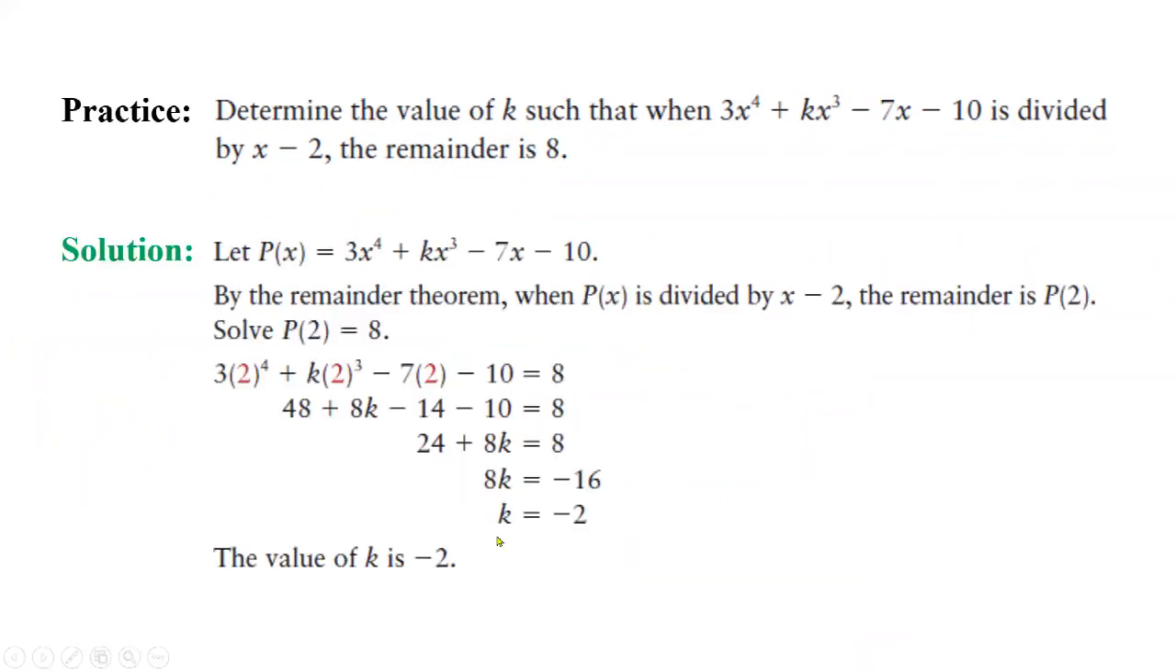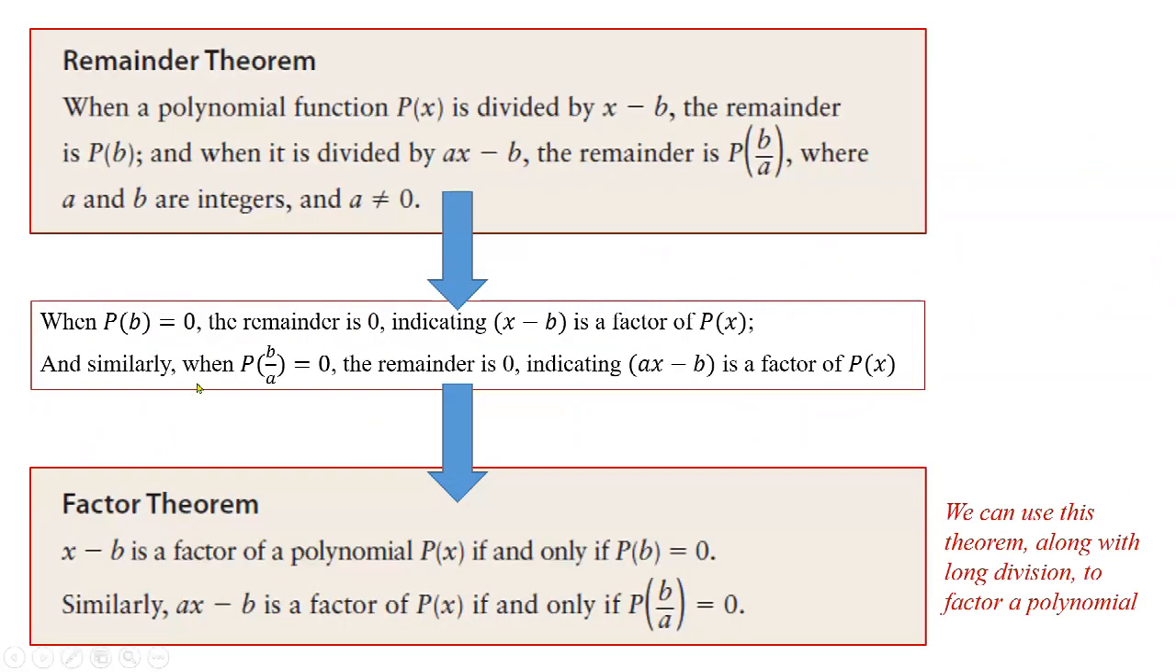Okay, you can also check the solutions on these slides after the class, okay? All right, now let's have a look at another theorem, which is called the factor theorem, which comes from the remainder theorem, right? Let's review the remainder theorem, which states that when the polynomial function p(x) is divided by x minus b, the remainder is p(b), right? And when it is divided by ax minus b, the remainder is p(b/a), where a and b are integers and a is not 0.